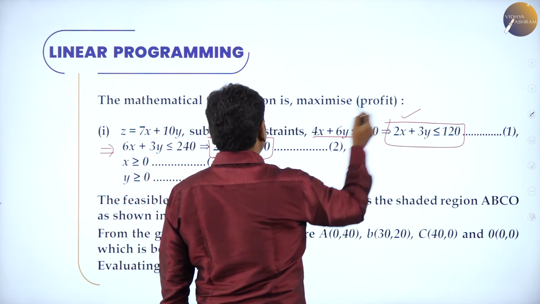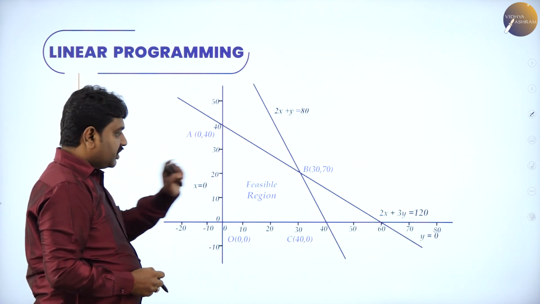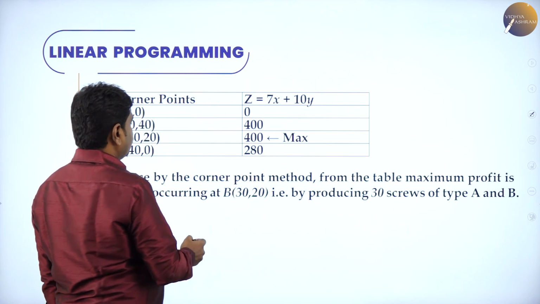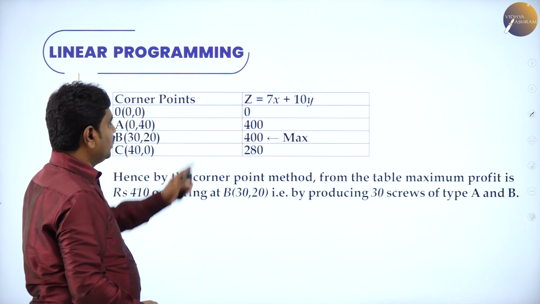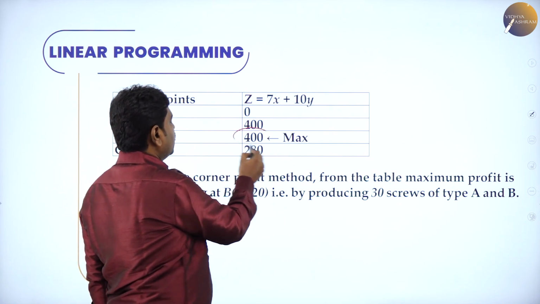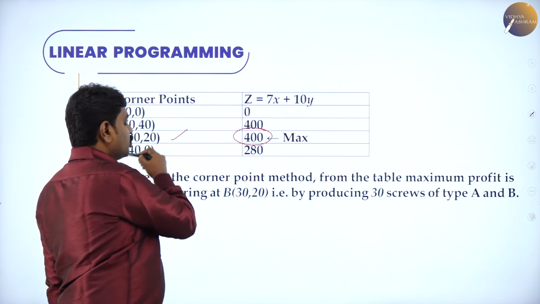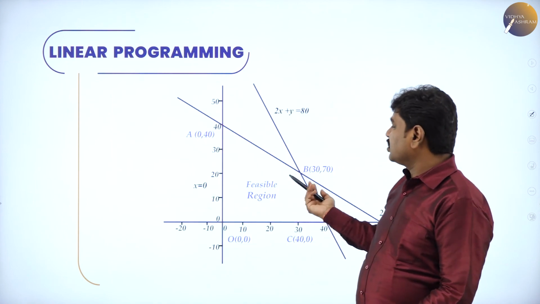Now draw this line and that line and shade it, you'll get a graph like this, and find the feasible region. So this is the feasible region, and afterwards take the corner points and substitute them in Z. You'll get the maximum value of Z as 400, and Z equal to 400 is the maximum, which occurs when you produce 30 packets of A and 20 packets of B. So the graphing is similar to the last case.